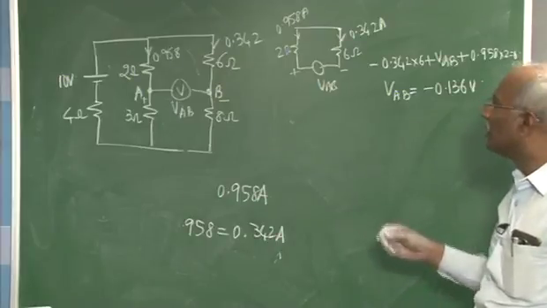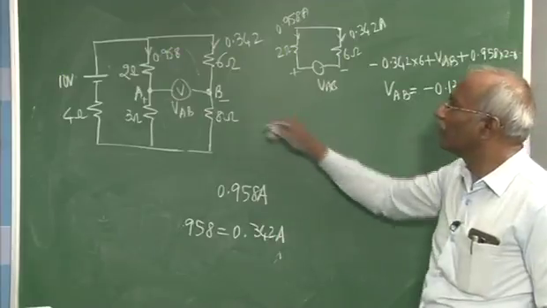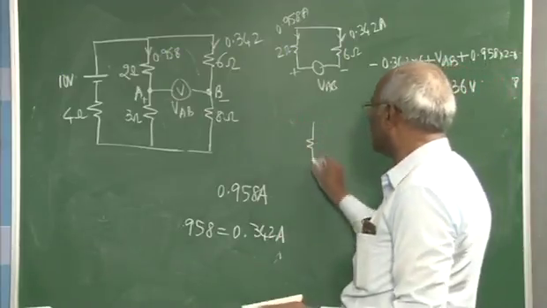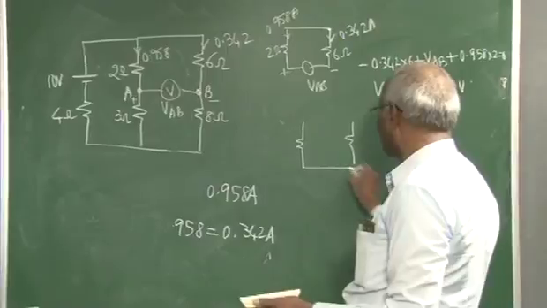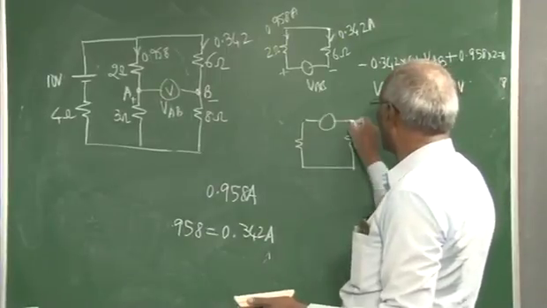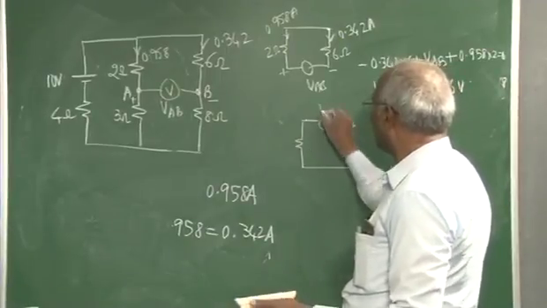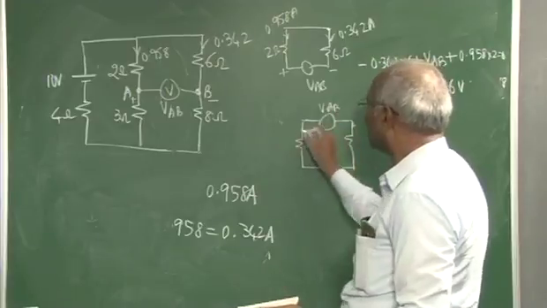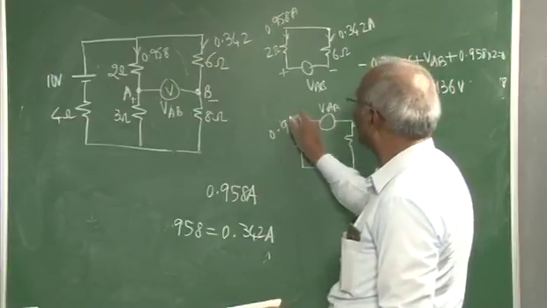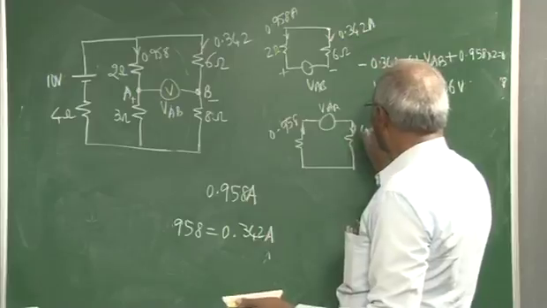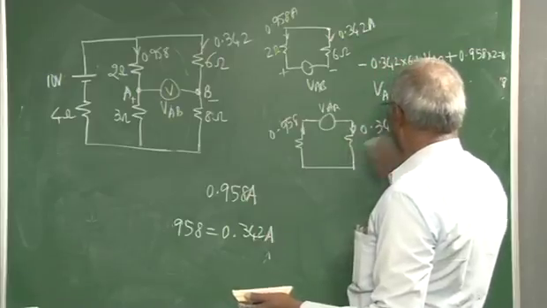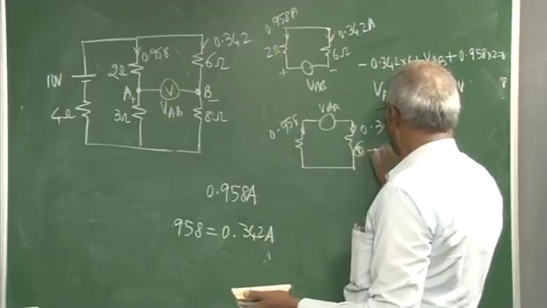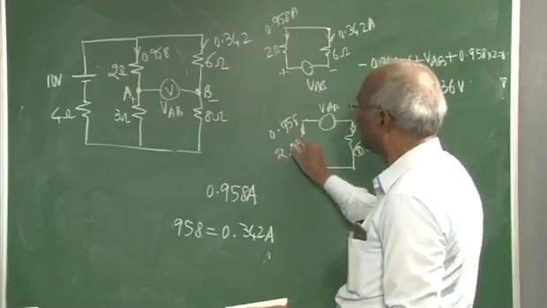That's one thing. Say instead of considering this loop, can we go for the other loop also? Yes. In which case, what will happen? Let us see. This is same. This is VAB. This is 0.958 and this is 0.342. This is 6 ohm and this is 2 ohm.